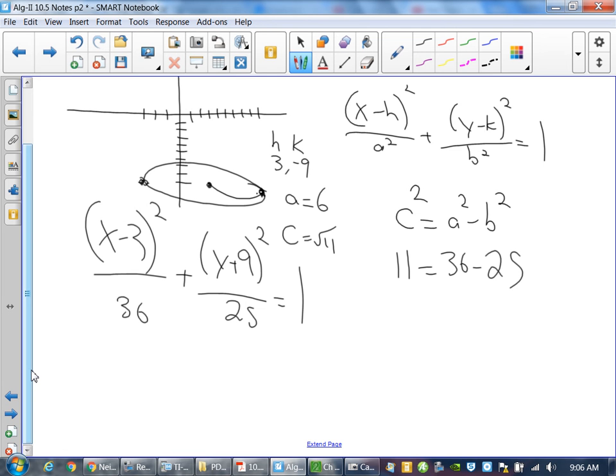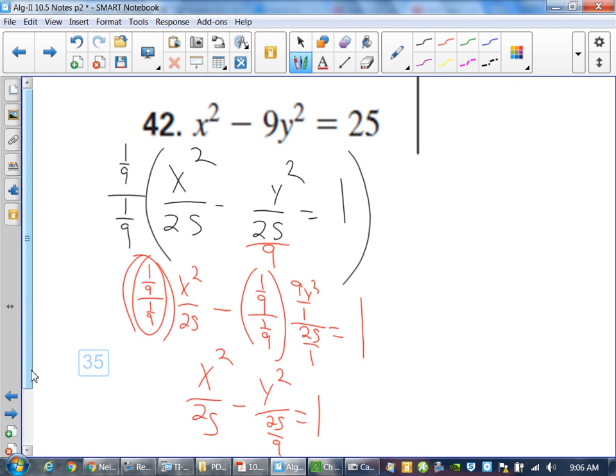Oh, this is what we were doing before. I don't know the equation of a circle. No, you can go back. There are a couple others on here.